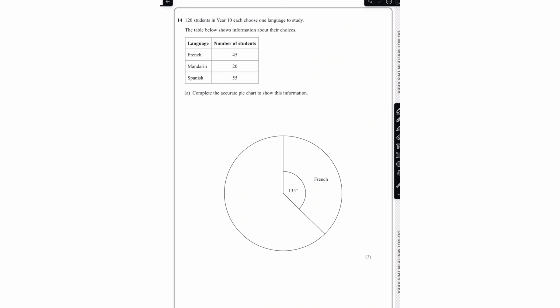In question 14, we are told that 120 students in year 10 each choose one language to study.